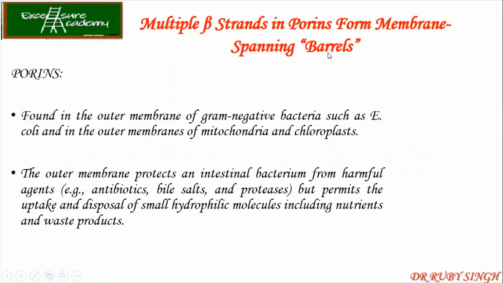Now, till now, we were talking about the alpha helices, which are helping in multiple membrane spanning, right? As I mentioned once, porins are the exceptions, which form beta strand barrels instead of alpha helices. Now, where do you find the porins? They are found in the outer membrane of gram-negative bacteria such as E. coli, and also in mitochondria and chloroplasts.